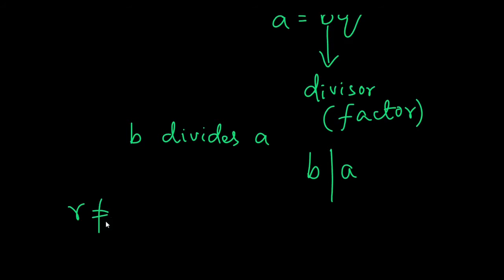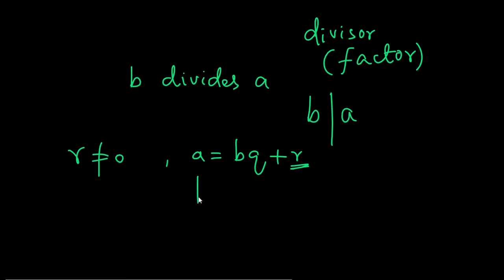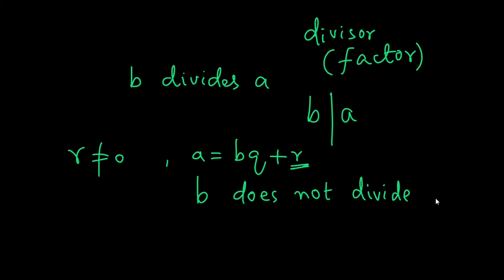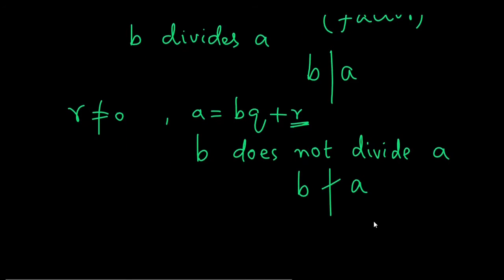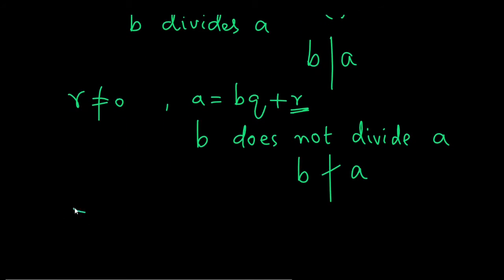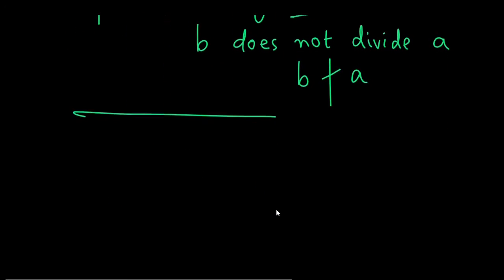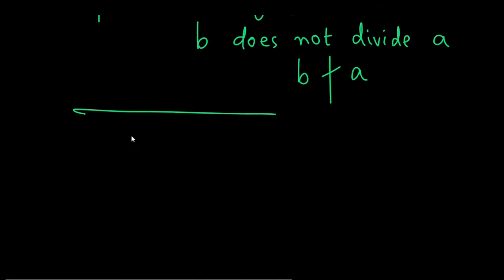If r is not equal to 0, a is equal to bq plus r, and here r is not equal to 0. Then we say b does not divide a. So b divides a is called divisibility. Now let us see some properties of divisibility.